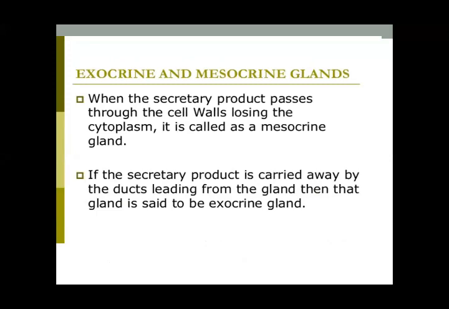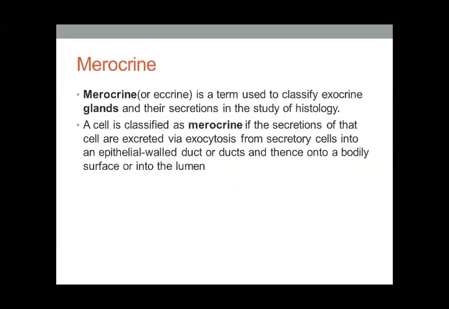Exocrine and merocrine glands. When the secretory product passes through the cell walls, losing the cytoplasm, it is called a merocrine gland. And if the secretory product is carried away by the ducts leading from the gland, then that gland is said to be an exocrine gland. Merocrine is a term used to classify exocrine glands and their secretions in the study of histology. A cell is classified as merocrine if its secretions are excreted with exocytosis from secretory cells into an epithelial wall duct or ducts and then onto a bodily surface or into the body.